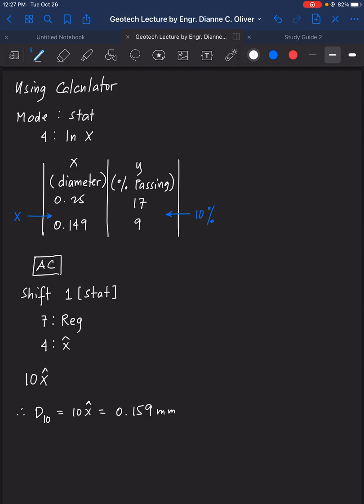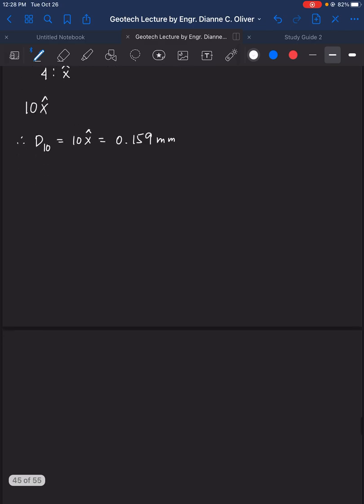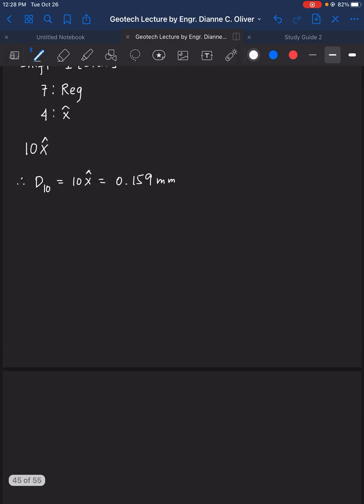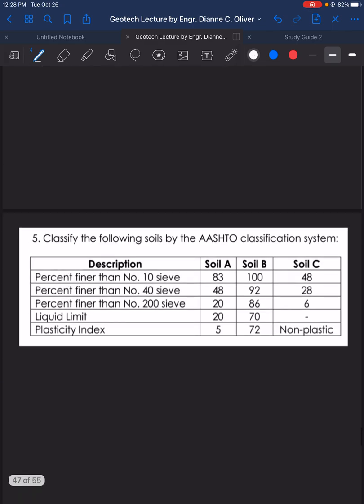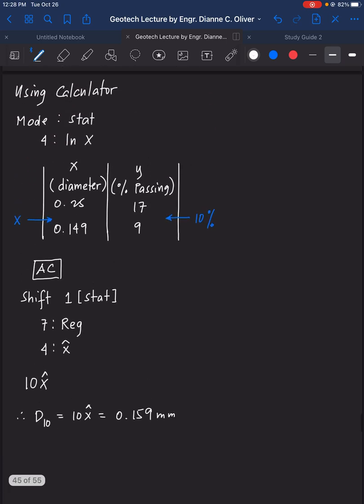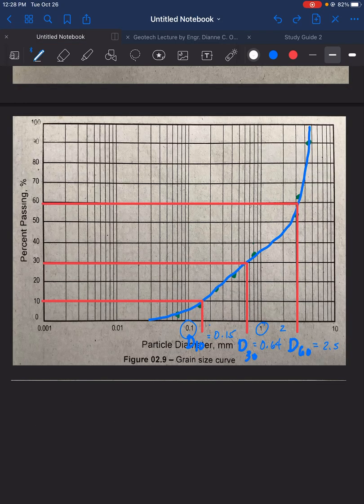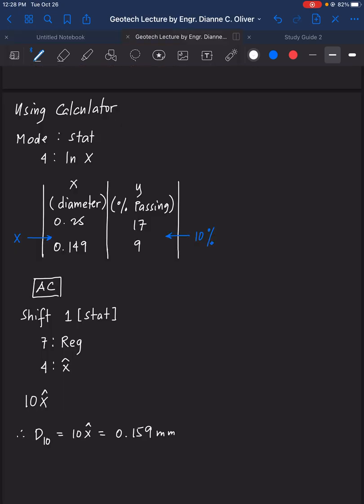So we now have a D10 value of 0.159, and the percent error here is somewhat lesser, and the real value is nearer compared to the graph. If D10 here is 0.159, in our graph a while ago, our D10 is 0.15 only. And here we have 0.159.